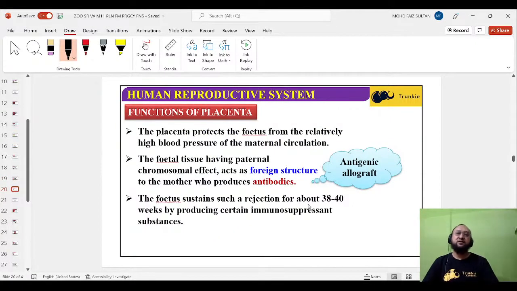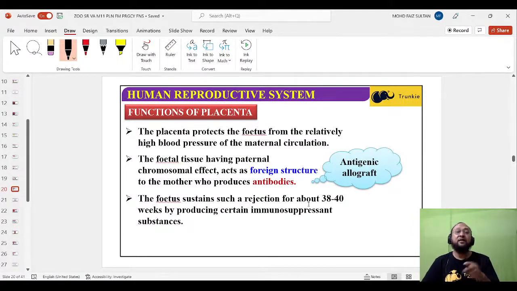Now, another important function of the placenta is that it protects the fetus from the relatively high blood pressure of the maternal circulation, because blood pressure is high in the mother. The placenta prevents the harmful effect of the high pressure.